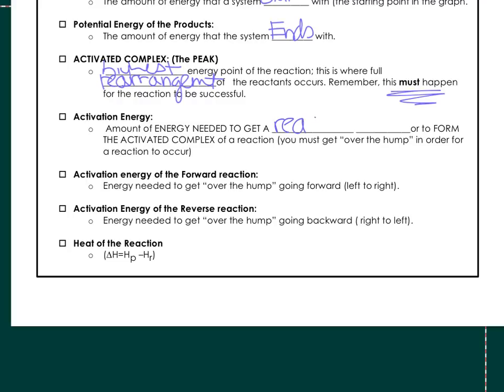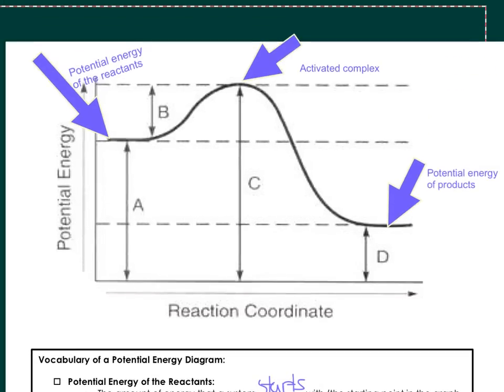It's the energy needed for us to get over that hump, to occur. Okay? It's the energy that we need to get over that highest point in our peak. So if I am coming from my reactants, it's the energy that I need to get from here over my peak. And so in this case, it's going to be illustrated by this distance, from my reactants to my peak.